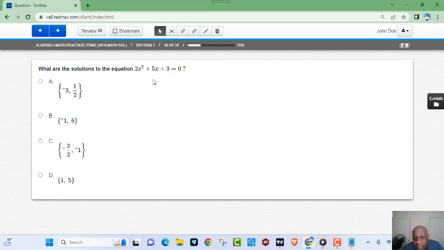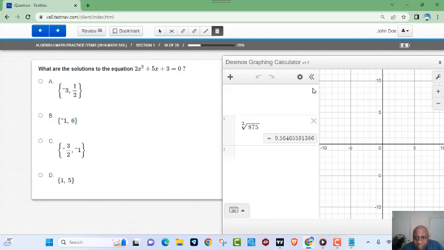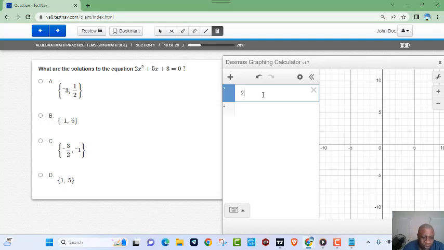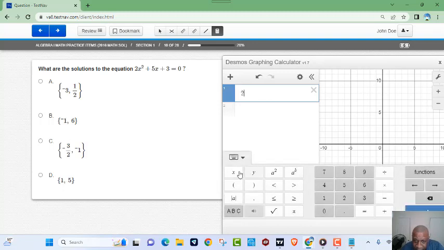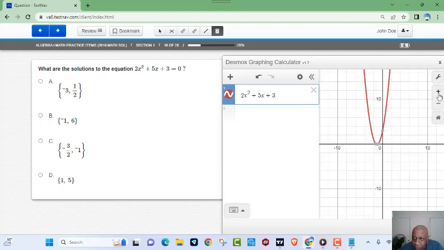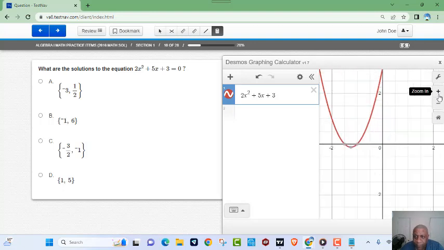So here's a quadratic. We can graph this in Desmos and see where the points intersect the x-axis here. So we'll just plug this in right here: 2x squared plus 5x plus 3. Okay, let's zoom in, zoom out a little bit. All right, so we see that it intersects the x-axis at negative 1.5 and negative 1. So we have negative 1 and negative 1.5.